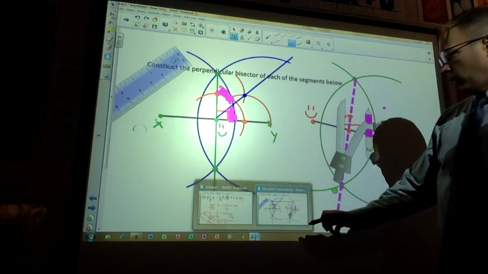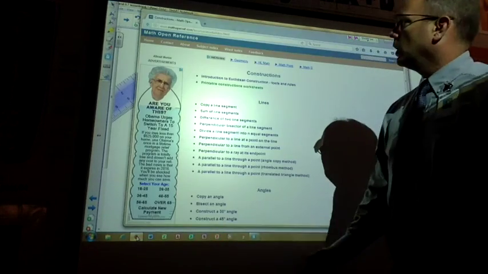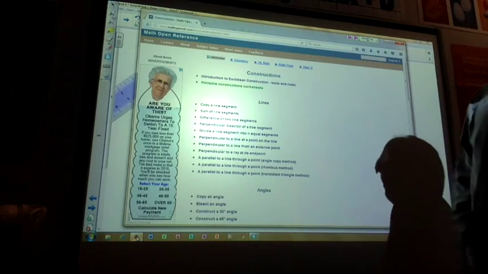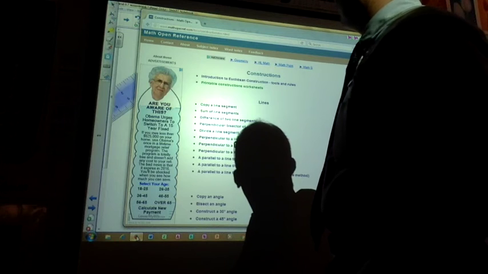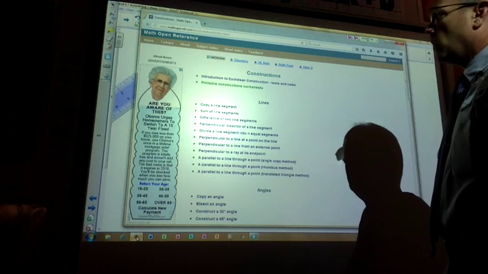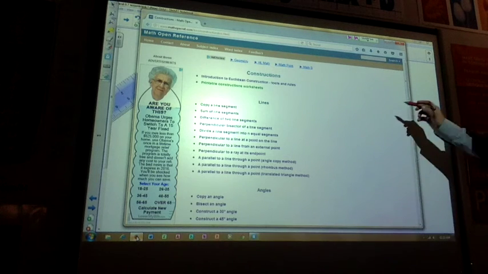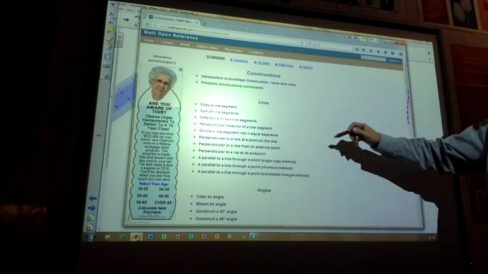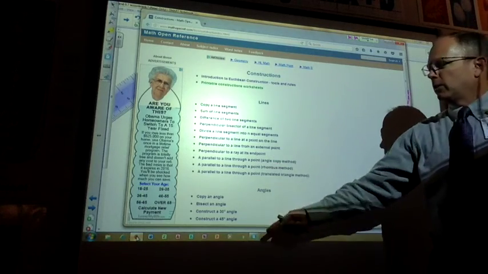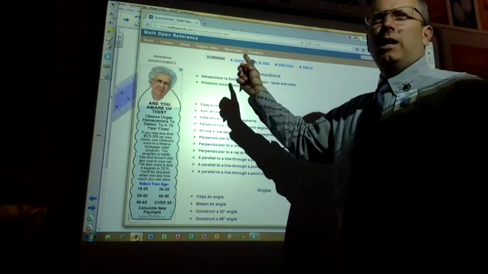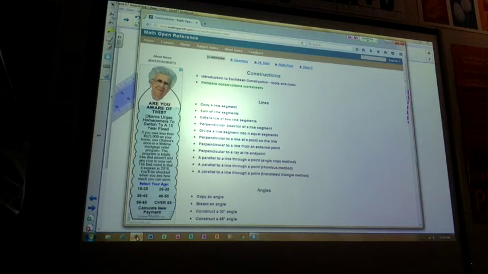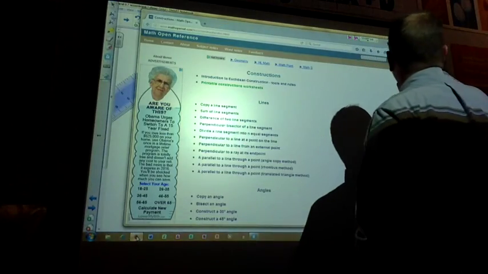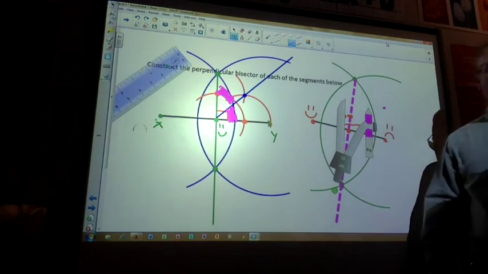I want to show you something real quick. The nice thing about this is it goes through all of the different things that we're drawing. So if you email me, you can find out what this site is. It has videos that don't have any language on it, just the construction taking place. Or if you feel comfortable with my notes, they're also being saved online.